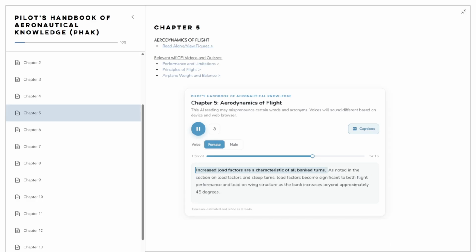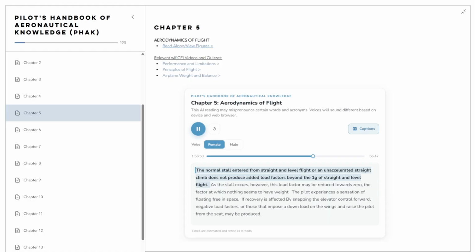Turns. Increased load factors are a characteristic of all bank turns. As noted in the section on load factors and steep turns, load factors become significant to both flight performance and load on wing structure as the bank increases beyond approximately 45 degrees. The yield factor of the average light plane is reached at a bank of approximately 70 to 75 degrees, and the stalling speed is increased by approximately 1/2 at a bank of approximately 63 degrees.